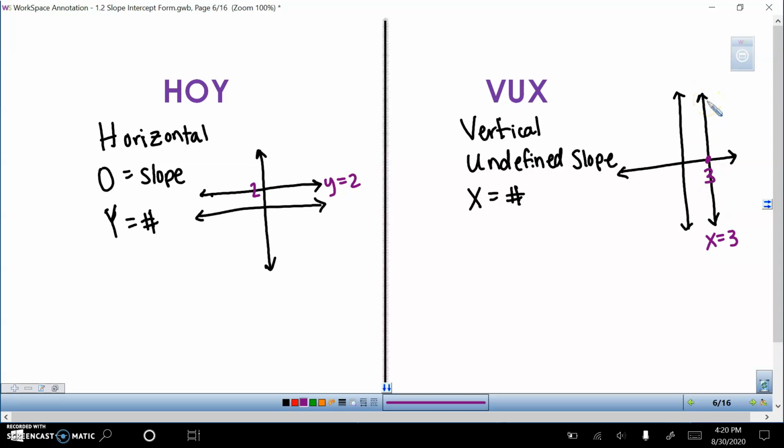Perfect. So HOY: horizontal, 0 slope, y equals a number. VUX: vertical line, undefined slope, x equals a number.